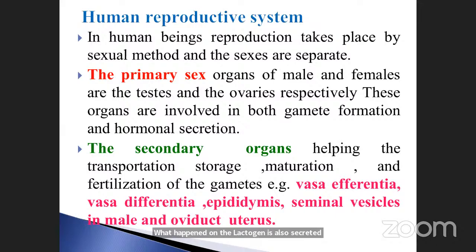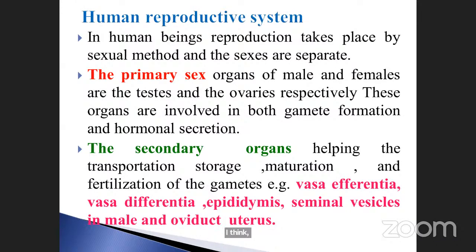It may eject the milk from the mammary gland. Secondary organs help in the transportation, storage, maturation, and also the fertilization of the gametes. For example, vasa efferentia, vas deferens, epididymis, and seminal vesicles in the male. These are all the secondary organs.